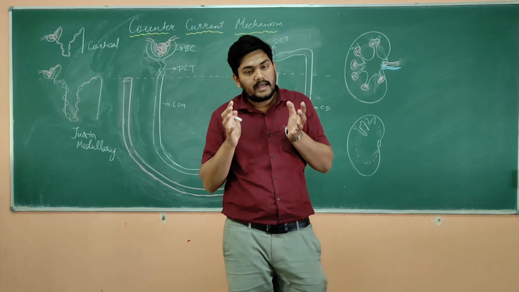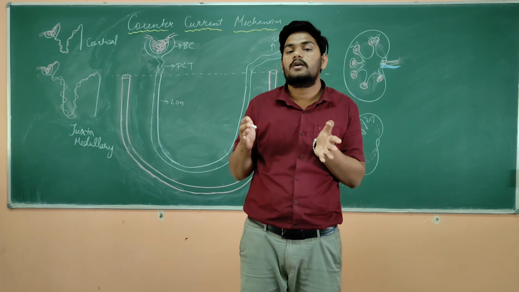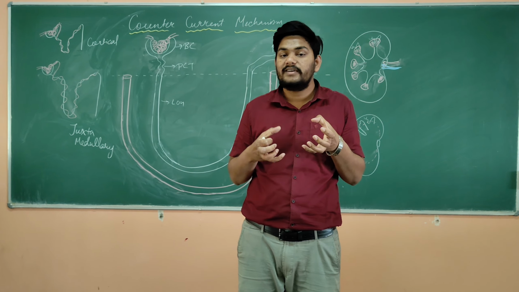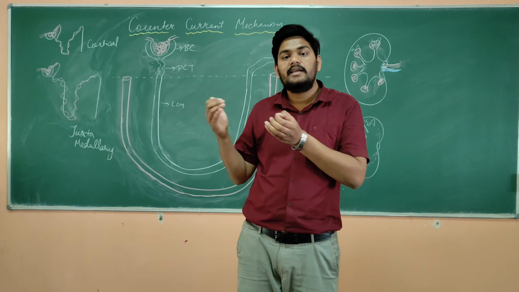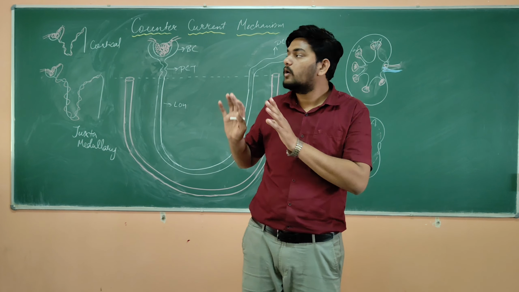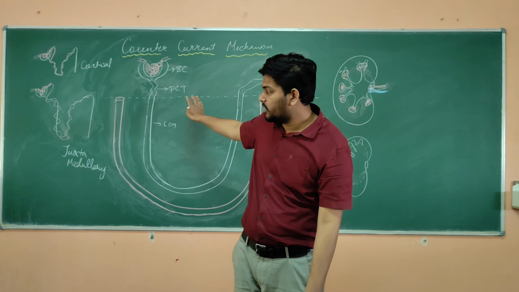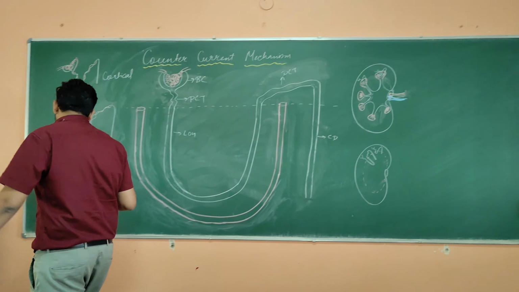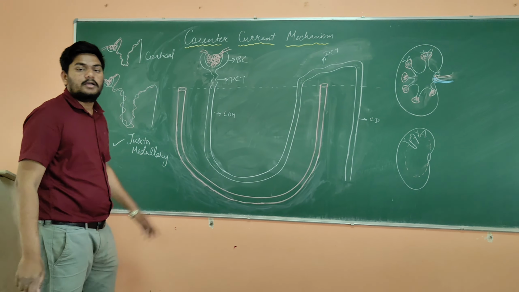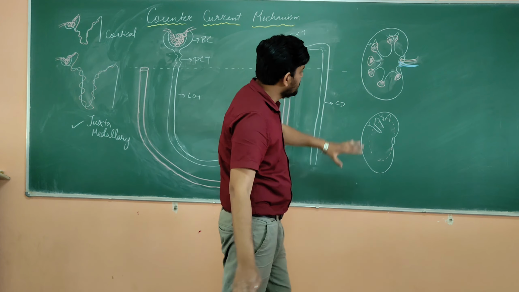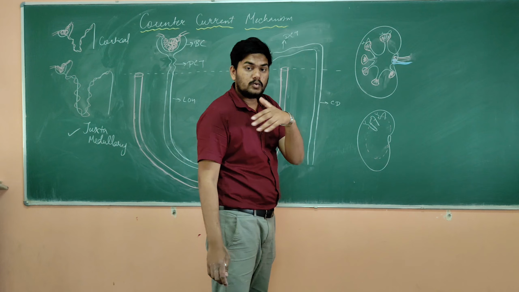As I told you initially, the countercurrent mechanism is a mechanism in which substances are exchanged between the loop of Henle and the vasa recta. So if any nephron does not have vasa recta, it will not be active during the countercurrent mechanism. Only the juxtamedullary nephron will participate in this mechanism, and that is why they are important for us.